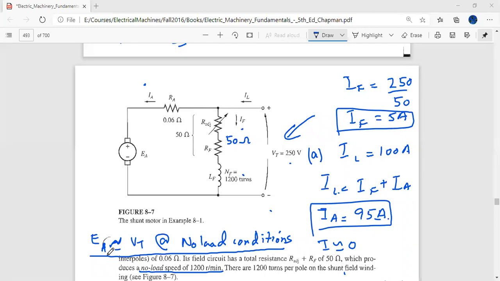Okay. EA would almost be equal to the terminal voltage at the no load conditions. Okay. What this means is when you have attached no mechanical load, the armature induced EMF would be almost equal to VT, and this implies that IA would be equal to 0.